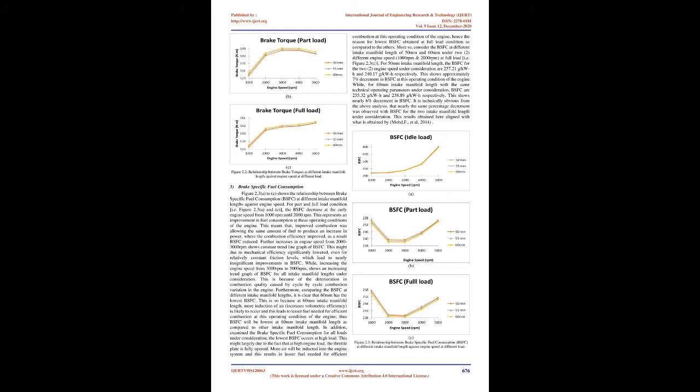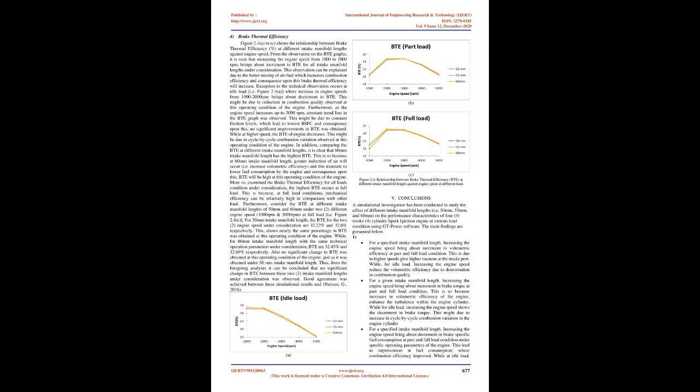Furthermore, comparing the BSFC at different intake manifold lengths, it is clear that 60 mm has the lowest BSFC. This is so because at 60 mm intake manifold length, more induction of air, increased volumetric efficiency, is likely to occur, and this leads to less fuel needed for efficient combustion at this operating condition of the engine. Thus BSFC will be lowest at 60 mm intake manifold length as compared to the other intake manifold lengths.